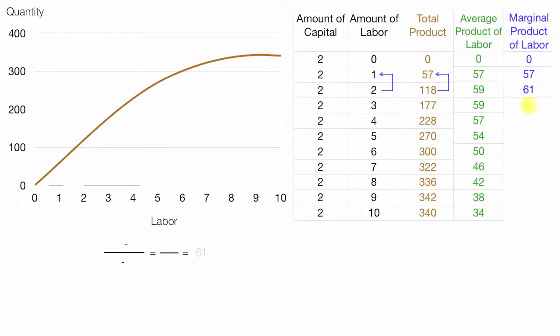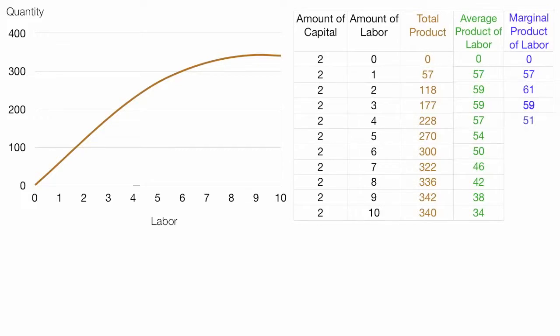Let's imagine now I want to calculate marginal product of labor at 3 labor units. So I take 177 minus 118 and divide that by 3 minus 2. 177 minus 118 divided by 3 minus 2, and this is equal to 59 divided by 1, which is equal to 59. So the marginal product of labor moving from 2 to 3 labor units is 59.